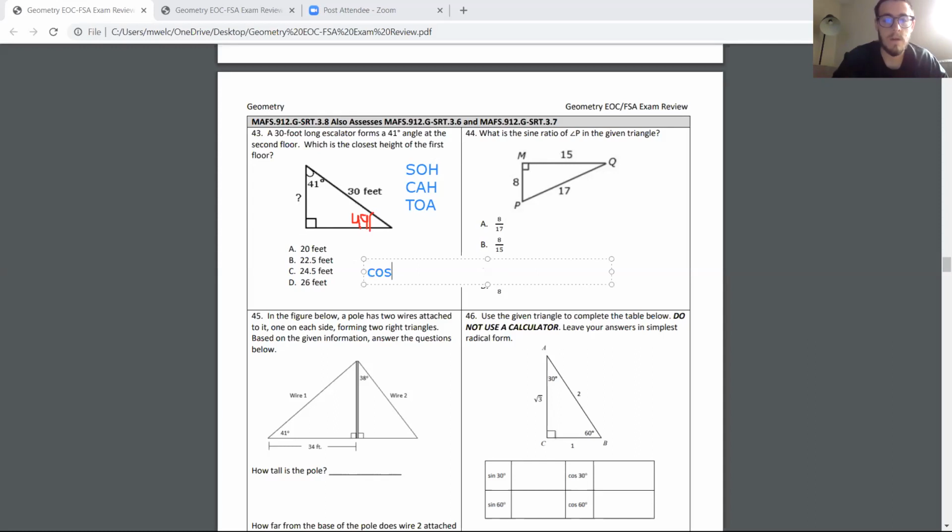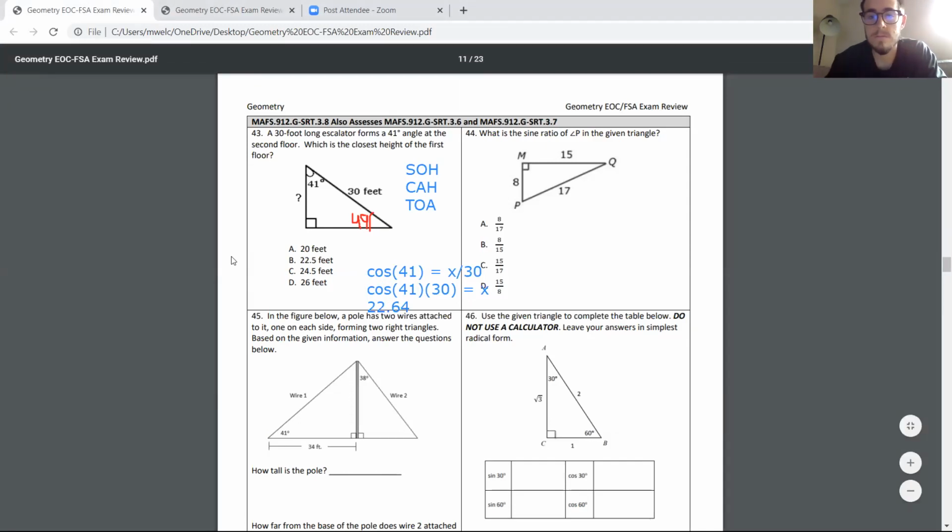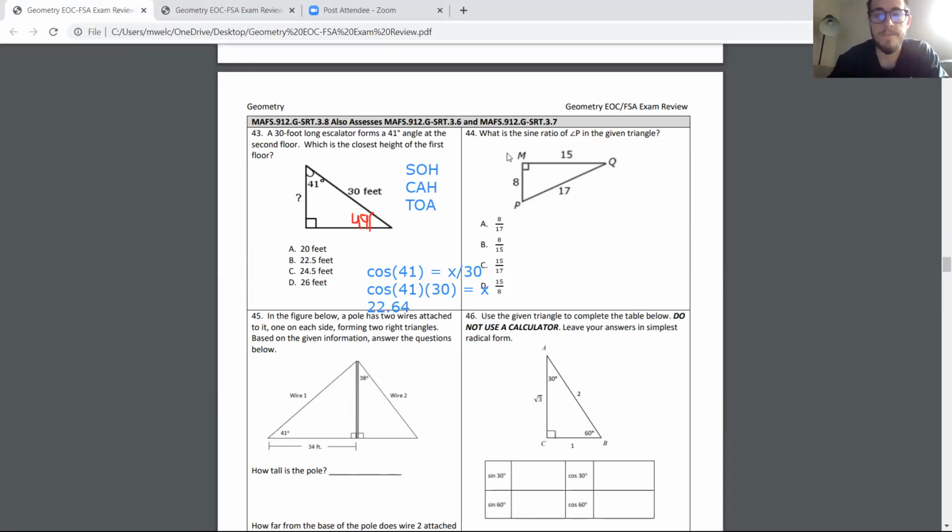So I will say cosine of 41 is equal to the adjacent side, which we don't know, we'll call x, divided by the hypotenuse, which is 30. In order to solve that, we'll just do times 30 on both sides, and that should give us our answer. Cosine 41 times 30, and I got 22.64. So I'm assuming it's 22.5. I don't know where the rounding problem came. I did it exact in my calculator, but it happens. That was number 43. I'm saying it's B. The answer key says B. We did it right. So set up your correct trig function and then solve. Okay, so I will make some more videos, but that is number 42 and 43.